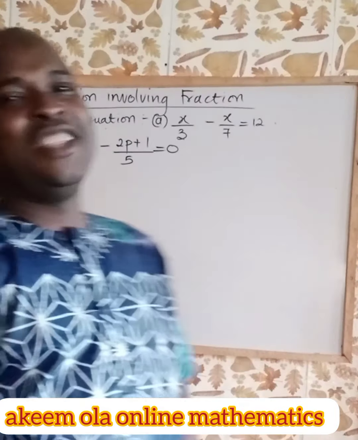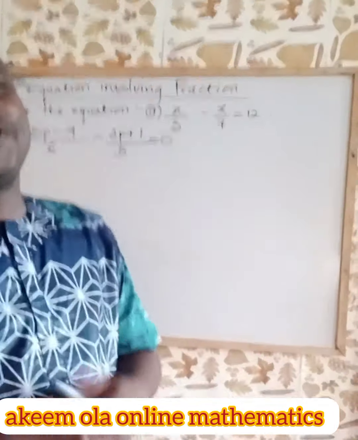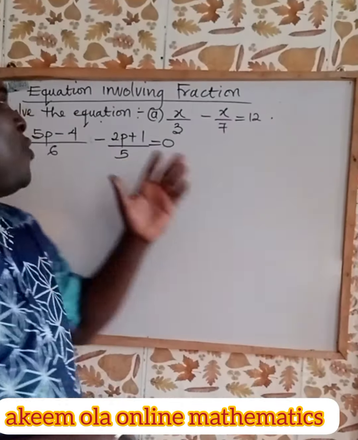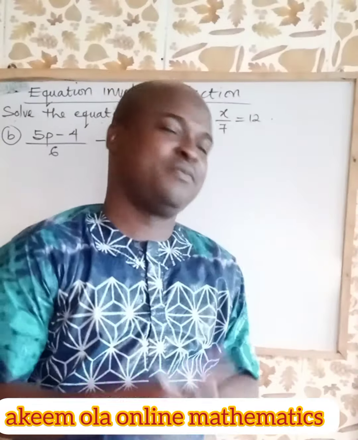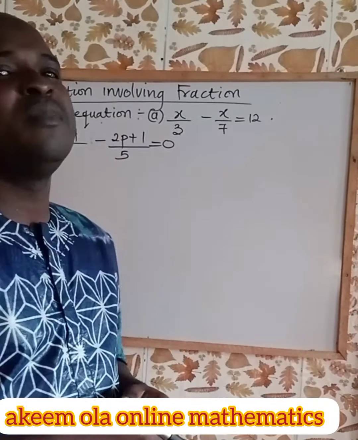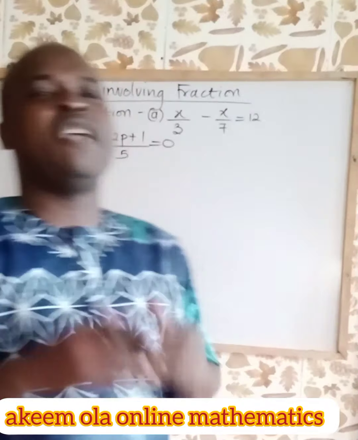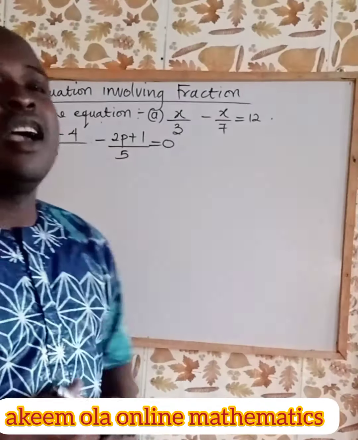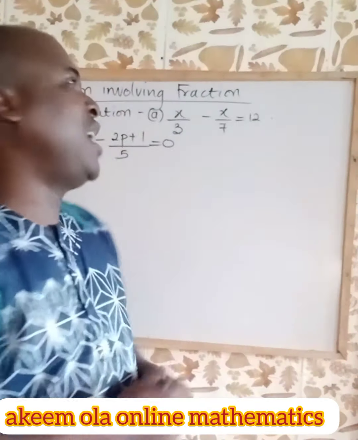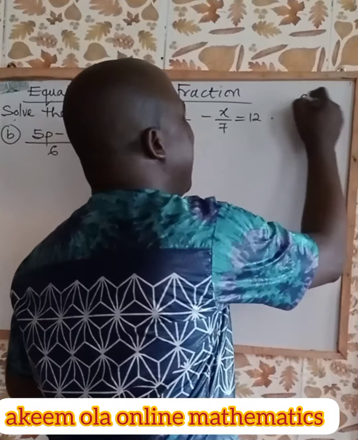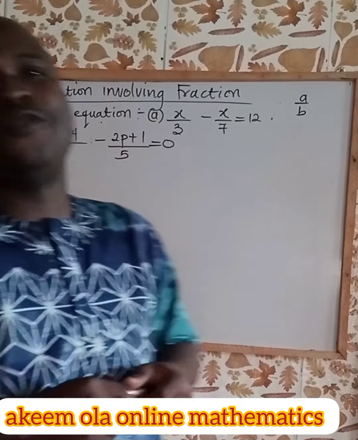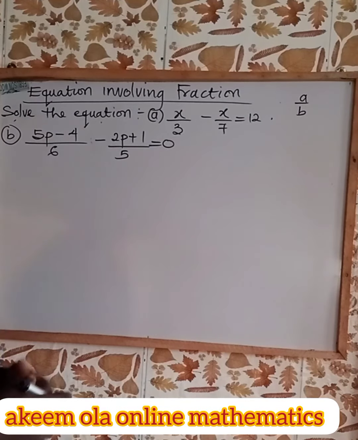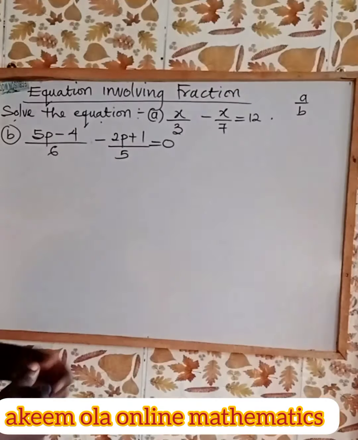We have another topic today, and the topic we are going to consider today is equation involving fraction. Remember what I say concerning equation? Every equation must have an equality sign, and that is what we have here. And what is a fraction? A fraction I always express as A over B. Anything that has a numerator and denominator is a fraction. So we have a combination of equation and fraction. How do we go about solving these?